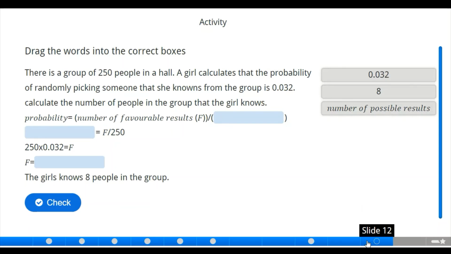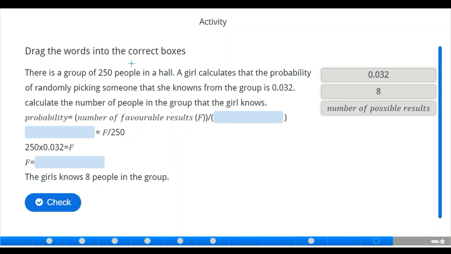Now, we have an activity here. We are going to do this together and get the solution. So what do we need to do? Let's solve this question. There is a group of 250 people in a hall. A girl calculates that the probability of randomly picking someone she knows from the group is 0.032. Now, calculate the number of people in the group that the girl knows.